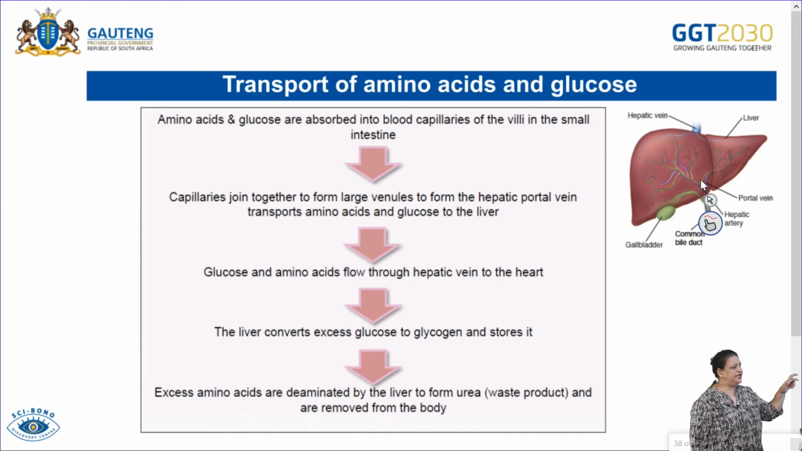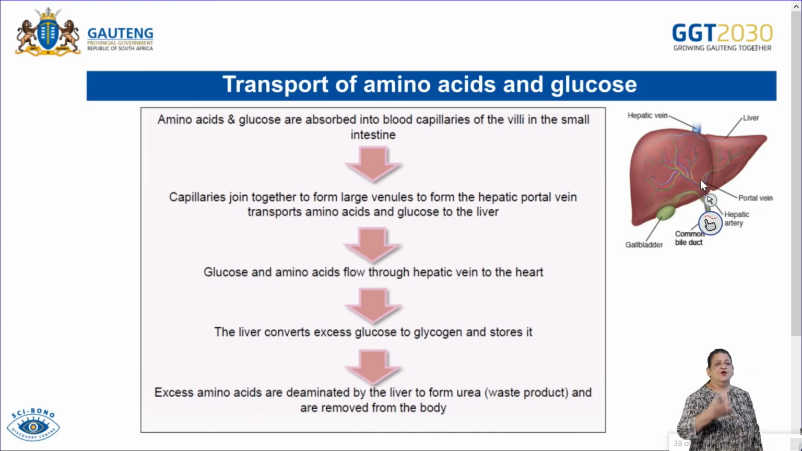And in the liver, what happens? We said glucose and amino acids go by the hepatic portal vein, from the hepatic portal vein to the heart. Then the liver will convert excess glucose to glycogen and store it. The excess amino acids are deaminated by the liver to form urea.